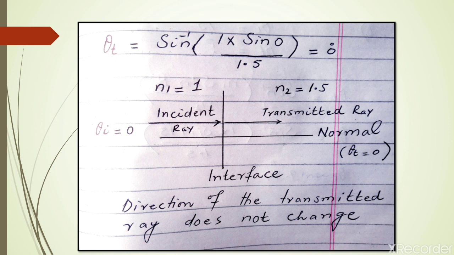And this scenario is shown in the following figure. You see, on the left hand side of the interface, the medium is air and the refractive index of this medium is 1. On the right hand side of the interface, the medium is glass and the refractive index of the glass is 1.5. The incident ray is normal to the interface. Why? Because it makes an angle of 0 with respect to this normal.